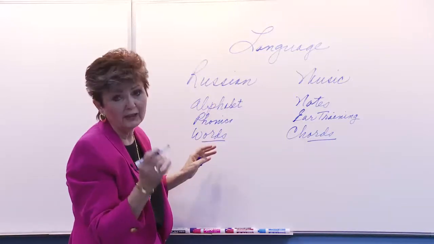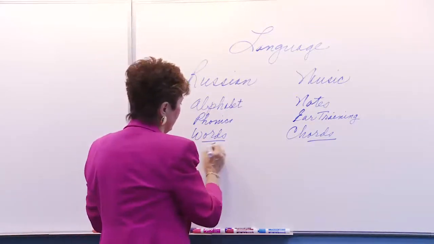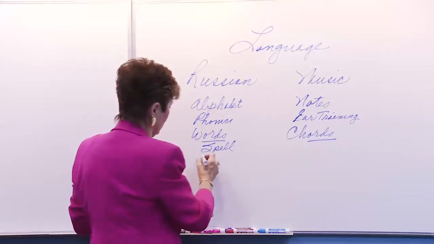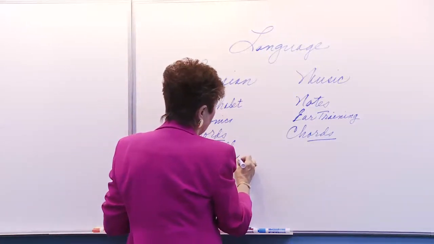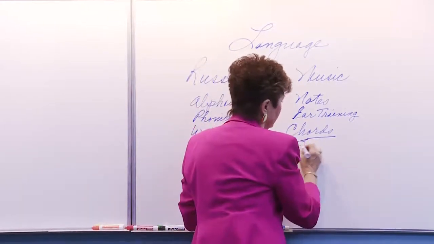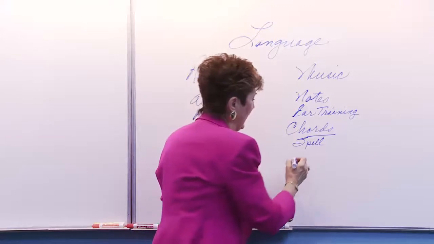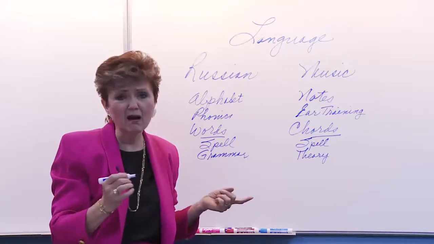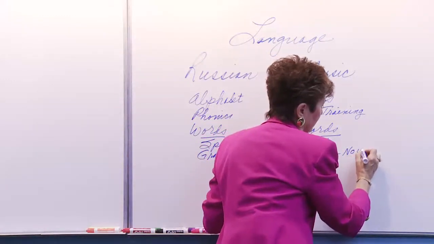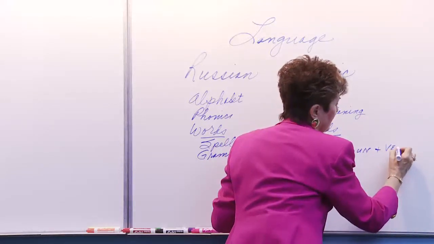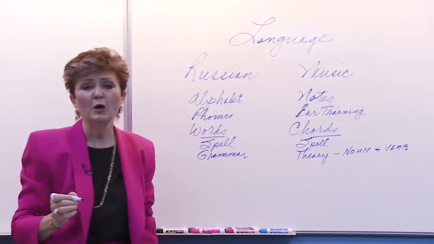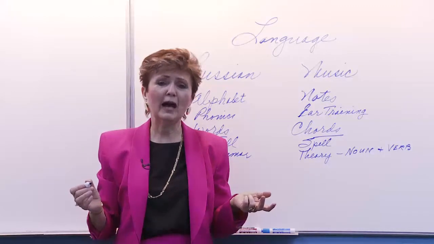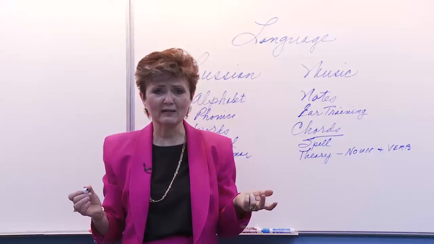Then if we're going to be good in a language, we need to learn how to spell, and we have to learn the grammar of that language. And in music, we learn how to spell our chords and our intervals, and theory is the grammar of music. There are noun chords and verb chords in music. And when you know what is a noun and a verb in music, then you have the beginnings of being able to improvise your own music.